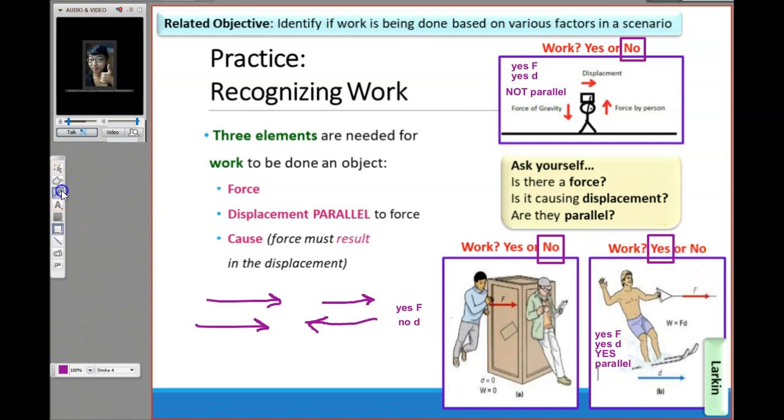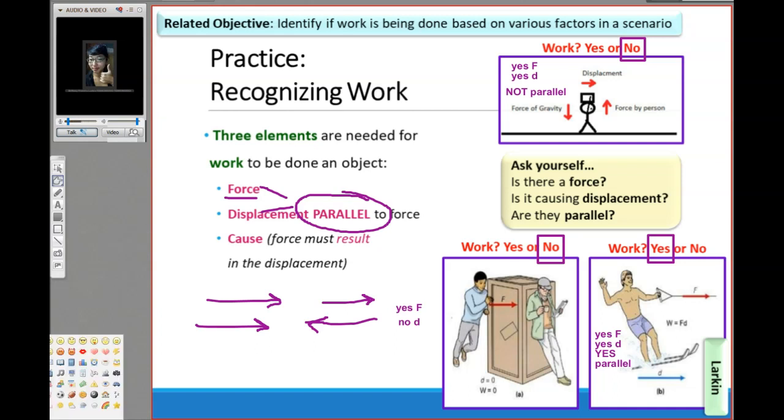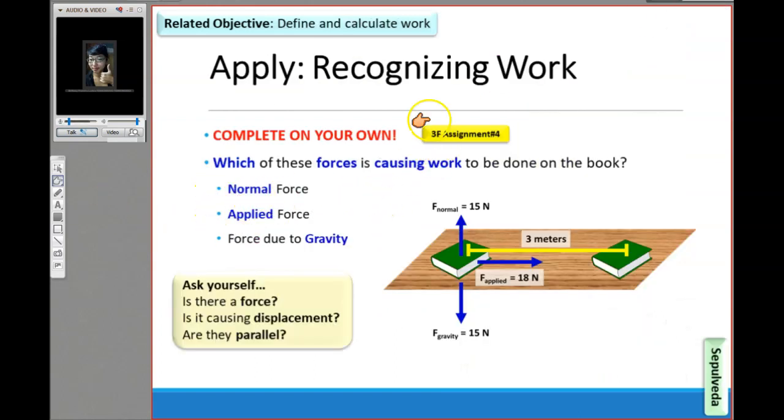Great job. So the most important part here to understand is that in order to find whether or not work is done, you have to have a force and a displacement, and they must be parallel. So always look for the parallel force, the parallel displacement. In the chat box, go ahead, give me a lightning bolt if that makes sense. Perfect.